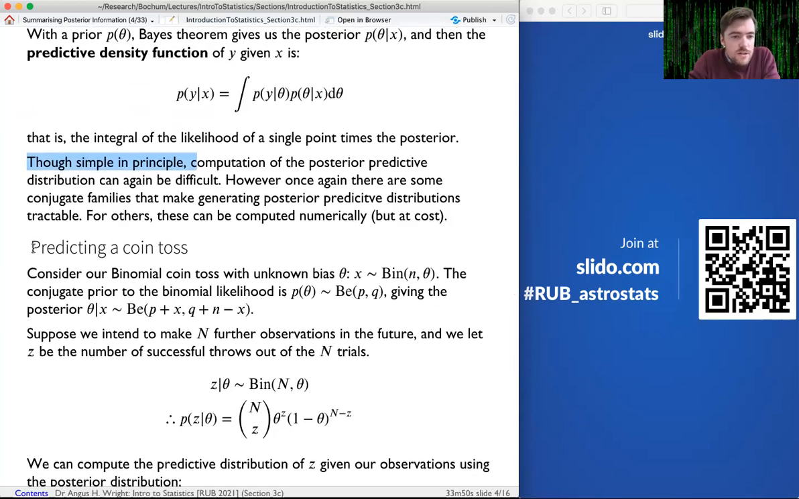So let's go back to our standard distribution here, predicting a coin toss. And we've got a binomial coin toss that has a coin with unknown bias. That bias is given by the parameter theta. And we've drawn some observations x that are drawn from that binomial. So x successes from n trials given a biased coin that is biased by some probability theta. We know from last lecture that the conjugate prior to the binomial distribution is the beta distribution.